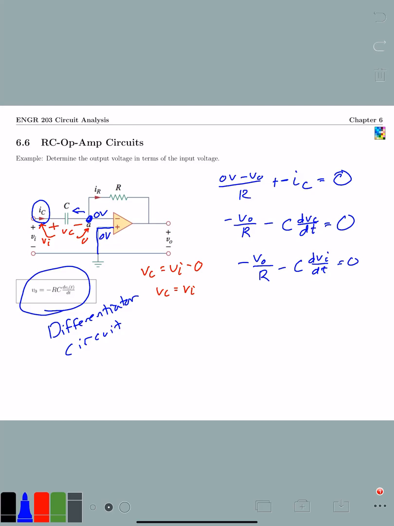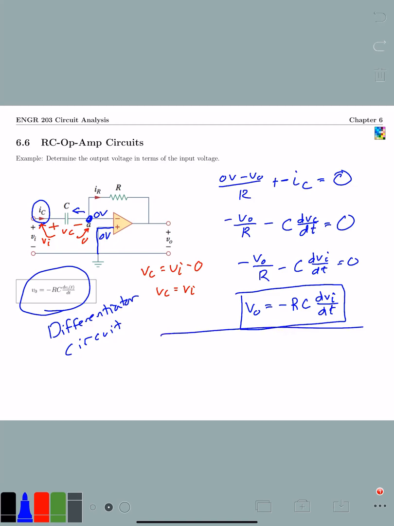And so then we move some things around and we get V0 equals negative RC dVi/dt. And so that shows you that this circuit is the differentiator circuit. And if you have a problem in, say, the book or anywhere else, and you have a circuit that looks like this, where the capacitor is on the input and you have a feedback resistor, you can just use this formula to find the output voltage.